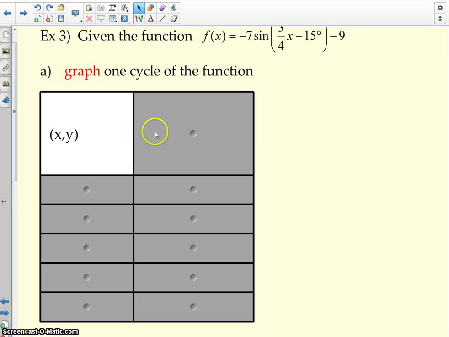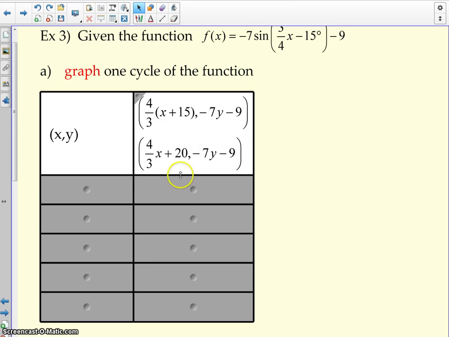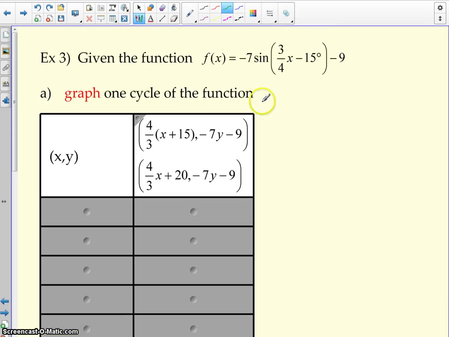Okay, so your mapping rule should look something like this. Now, there's two different ways you can approach the mapping rule. If you did it as is, you'd have x times 3/4, and then minus 15 degrees inside the function. So in your mapping rule, you're going to have x plus 15 degrees, and then this would be divided by 3/4, which would be multiplying by 4/3. So that would give you a mapping rule like the one you see here, the first one.